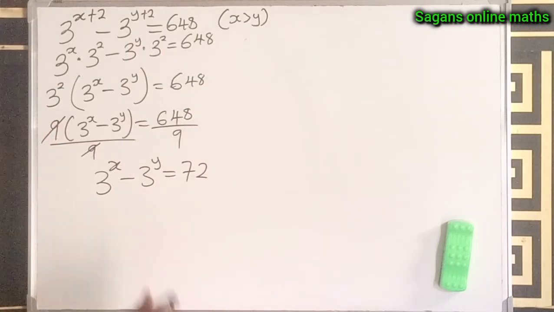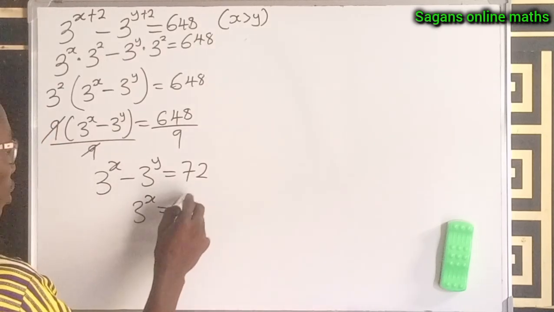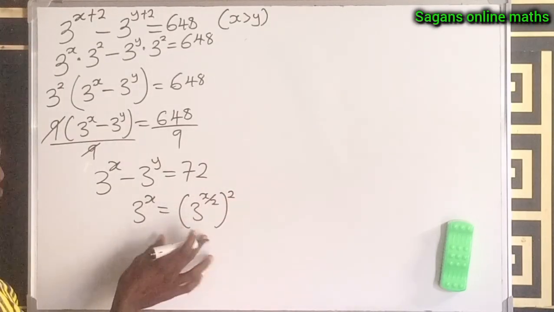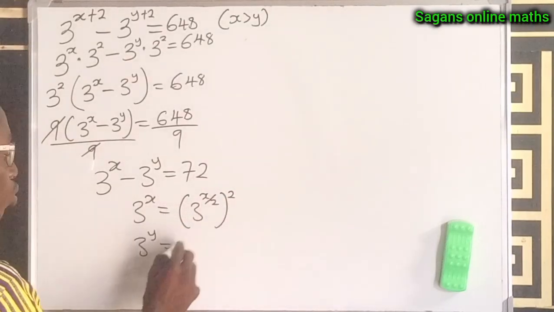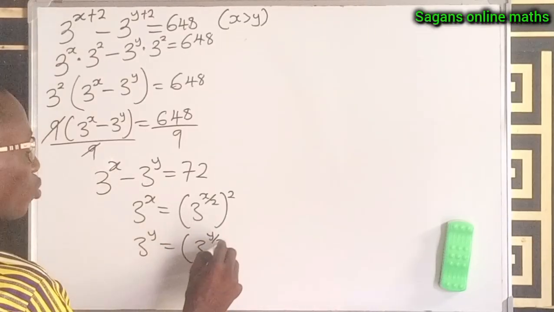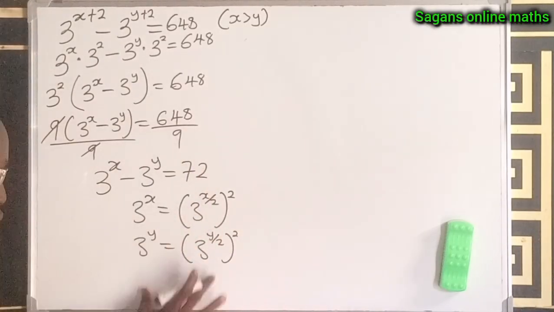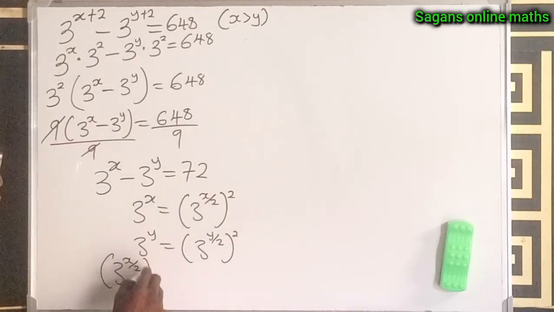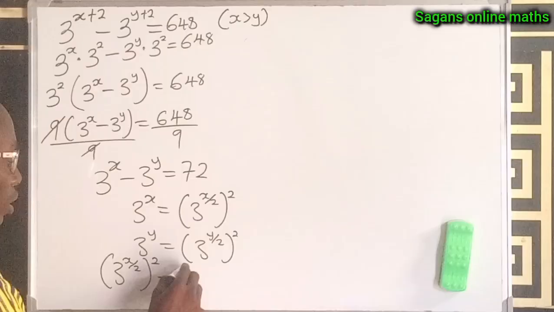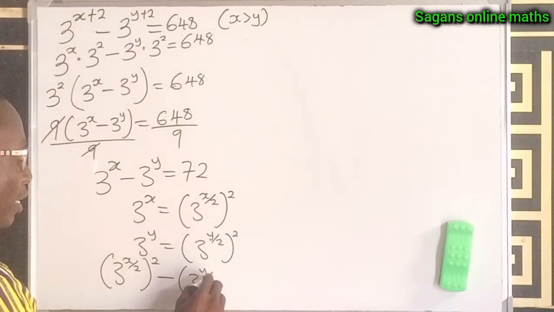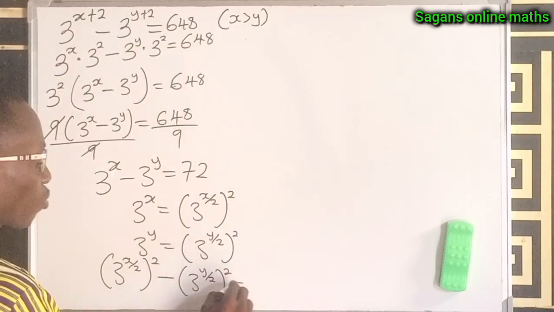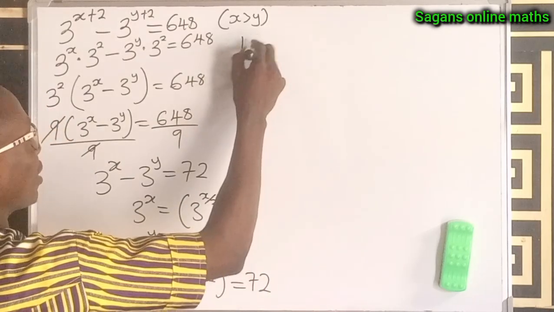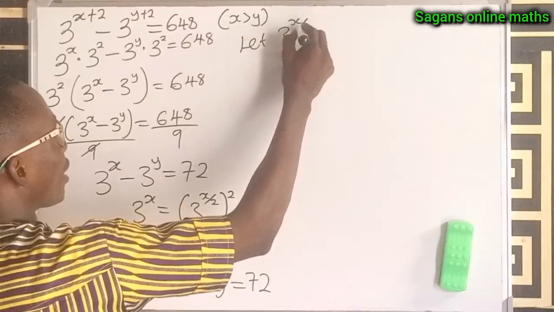Now do you know that 3 to the power of s is equal to 3 to the power of s divided by 2, all to the power of 2? They are equal. And also 3 to the power of y is equal to 3 to the power of y divided by 2, all to the power of 2. If this is true and we agree, it means that 3 to the power of s divided by 2, all to the power of 2, minus 3 to the power of y divided by 2, all to the power of 2, equals 72.